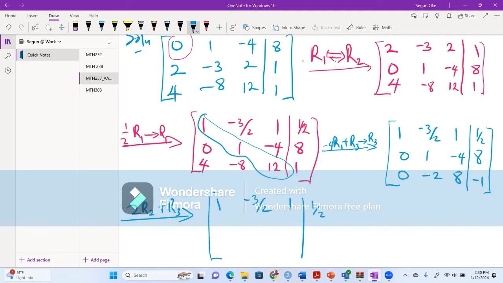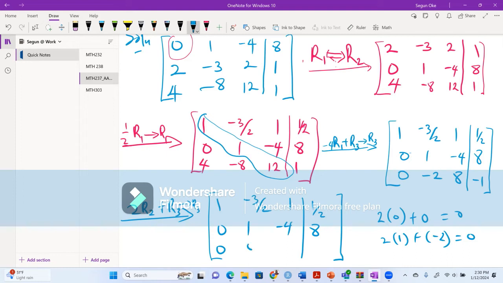2R2 plus R3 will become your new R3. Don't forget, so this will be 0, will still be 1, and -4, 8. So how does it work? We can actually look at it in this way too. Our R2 is 0 here, plus R3 is 0, making 0. So we have 0 here. Then we have 2 again, multiplied by 1, plus -2. What do we have? 0. So we achieve this.